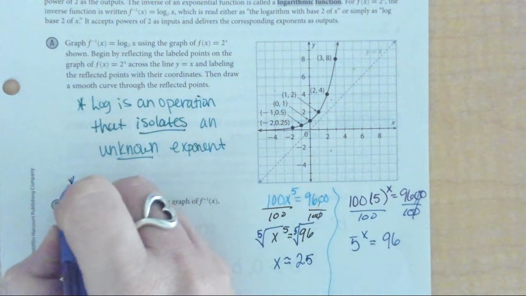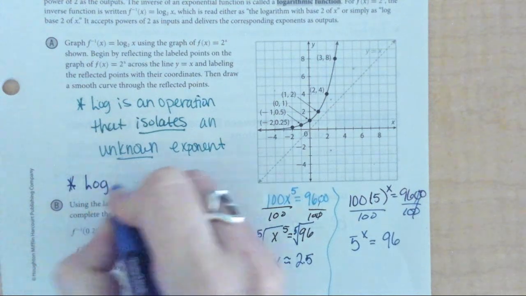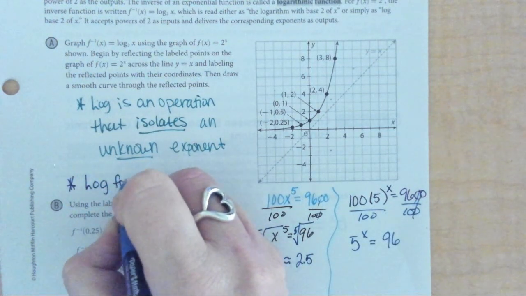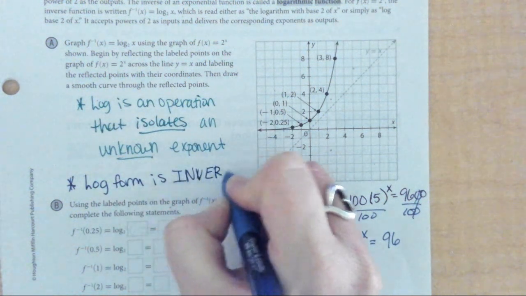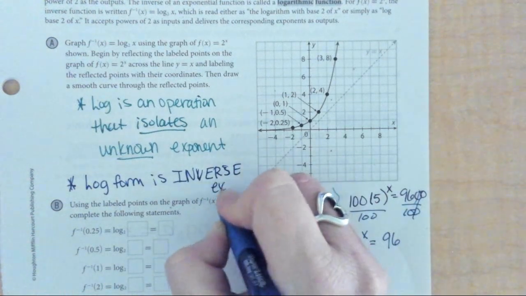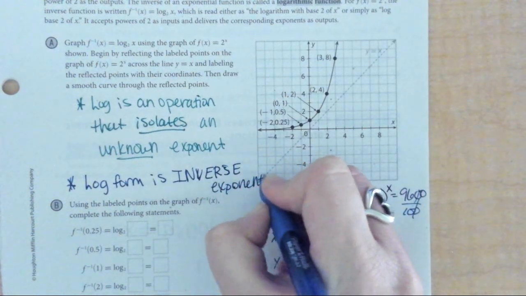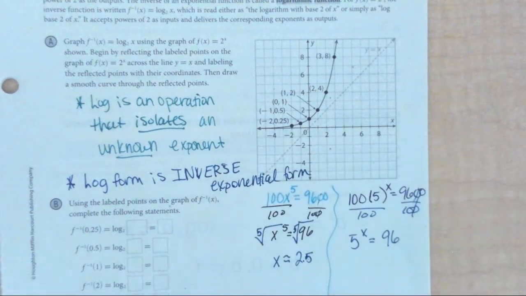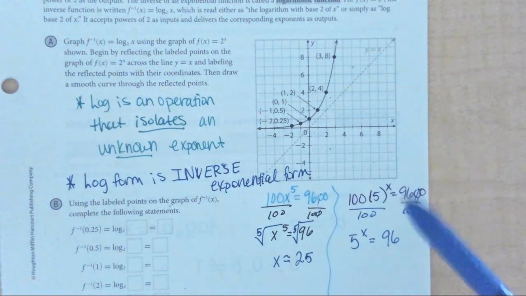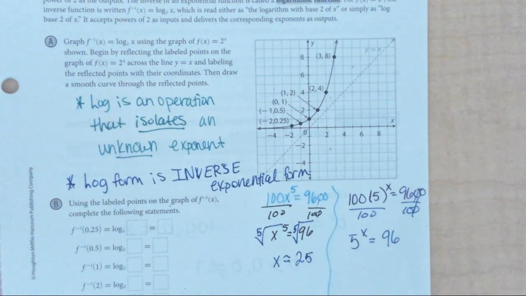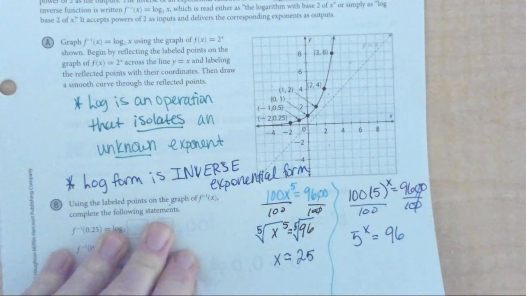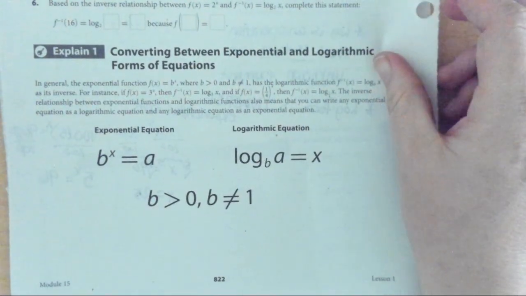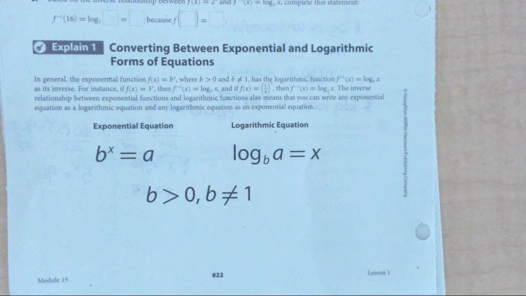The other thing that you need to know that's really, really important is a log form is the inverse. Remember, inverse is opposite of exponential form. Okay, so log form is going to be the inverse of this form. Now, we're going to come back to this problem in a second, but I want you to go to page 822, just down here at the bottom. This is where we're going to spend some time writing some information.